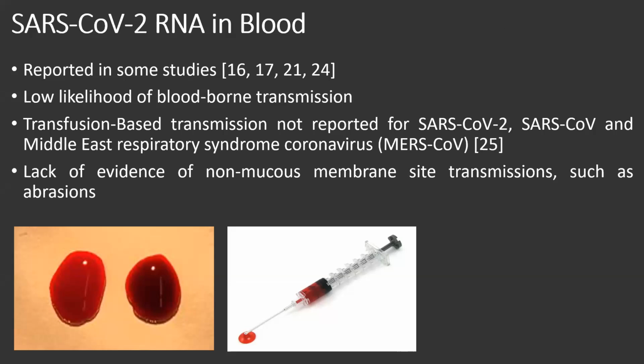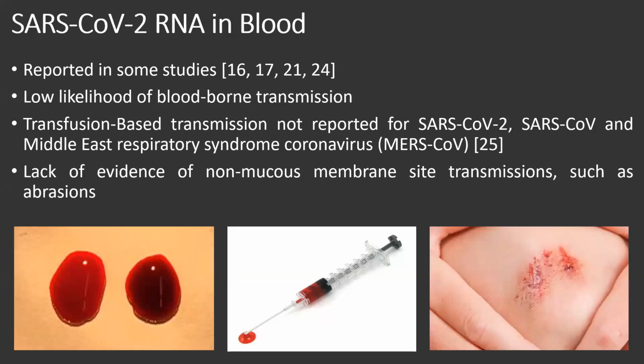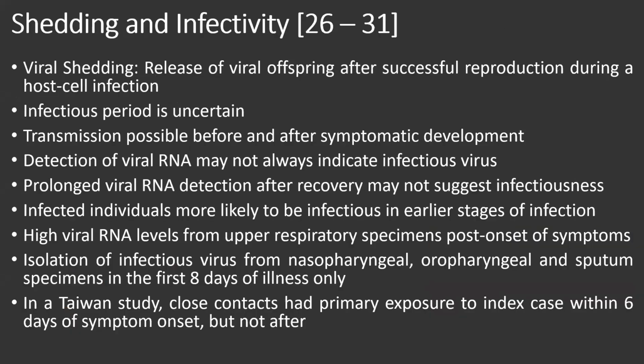There is also a lack of evidence that SARS-CoV-2 can be spread through contact with non-mucous membrane sites, such as abrasions. When it comes to the viral epidemiology, apart from the route of transmission, we need to examine its viral shedding, which is the release of viral offspring after successful reproduction during a host cell infection, and its period of infectivity.